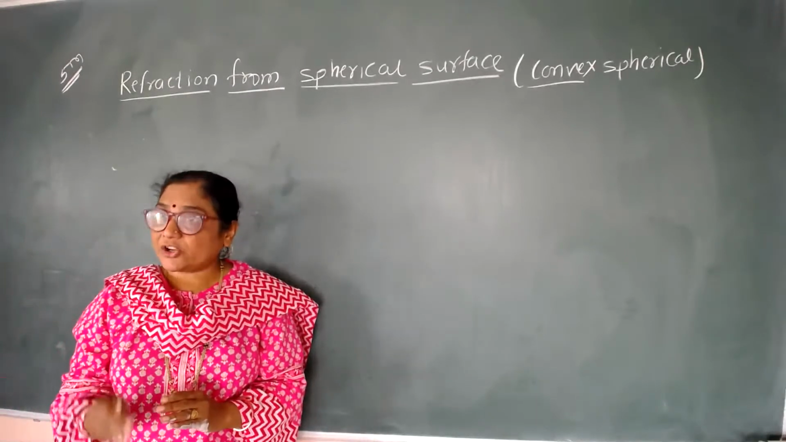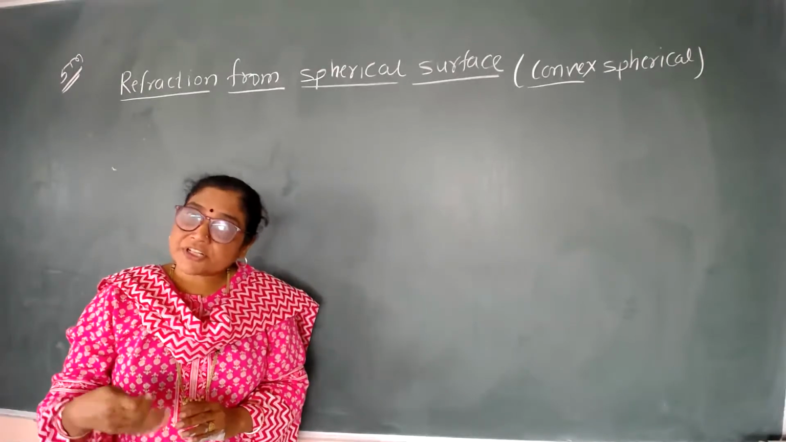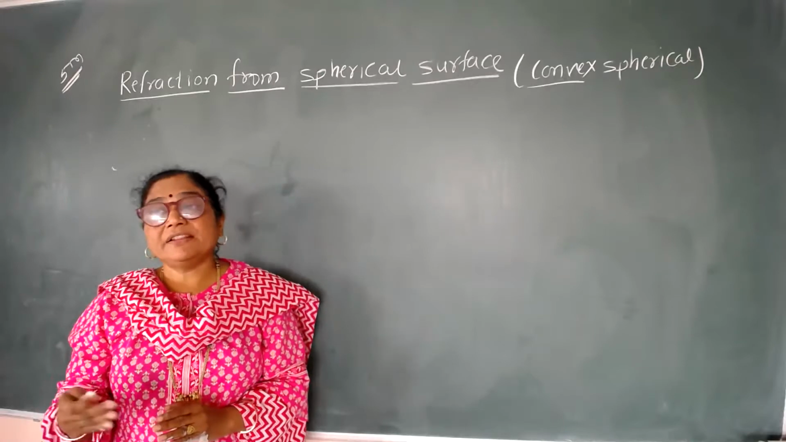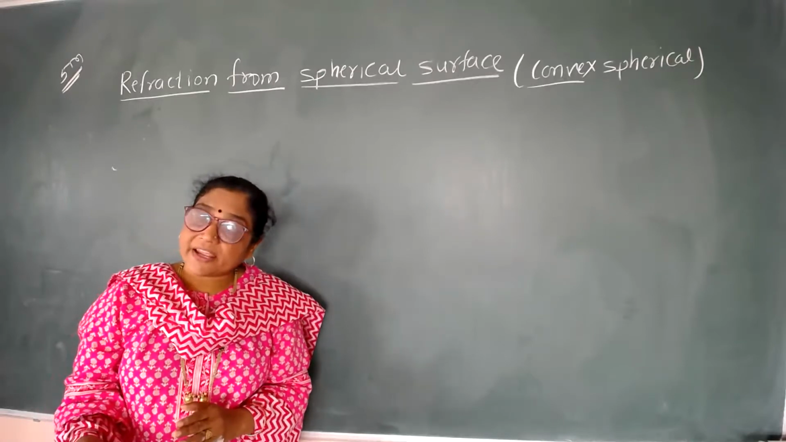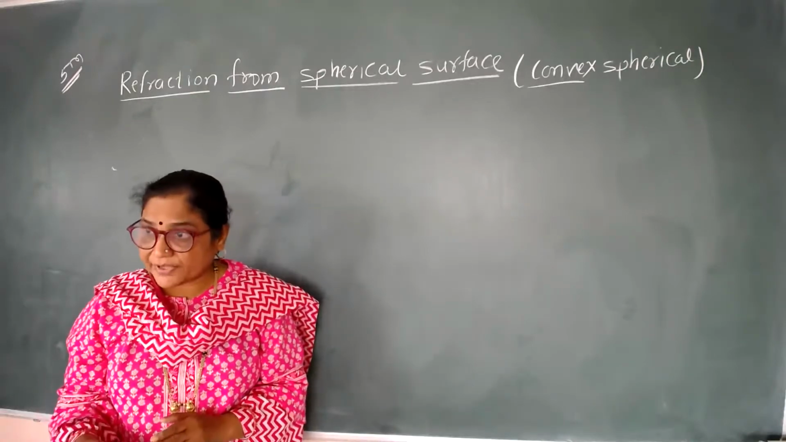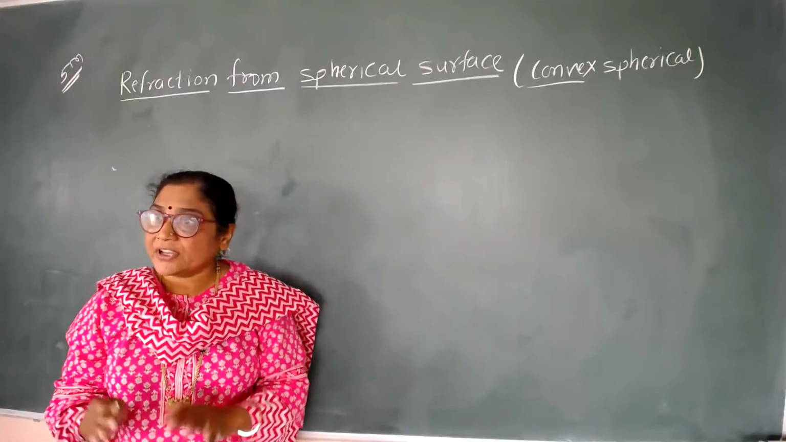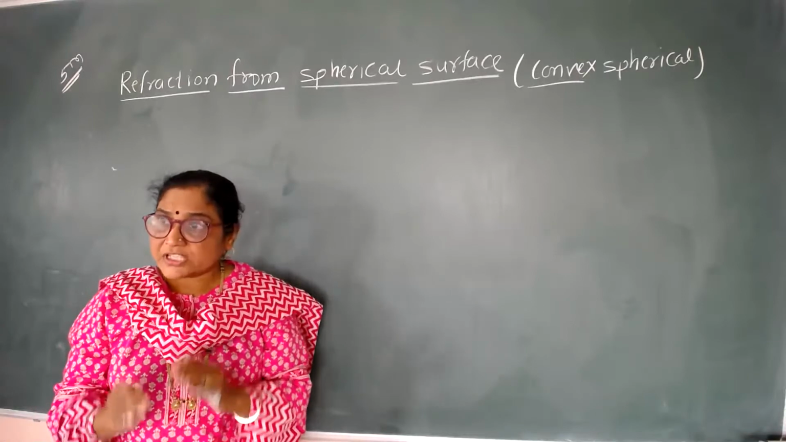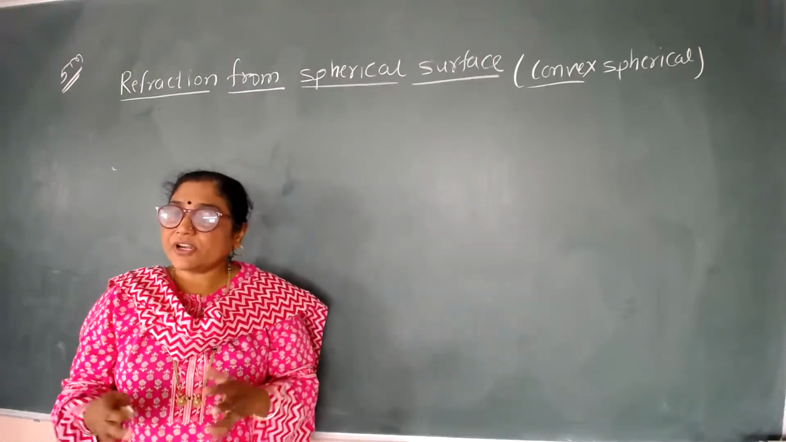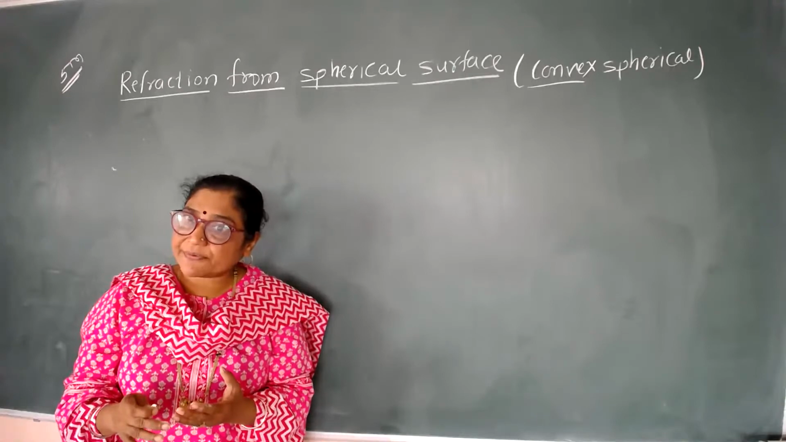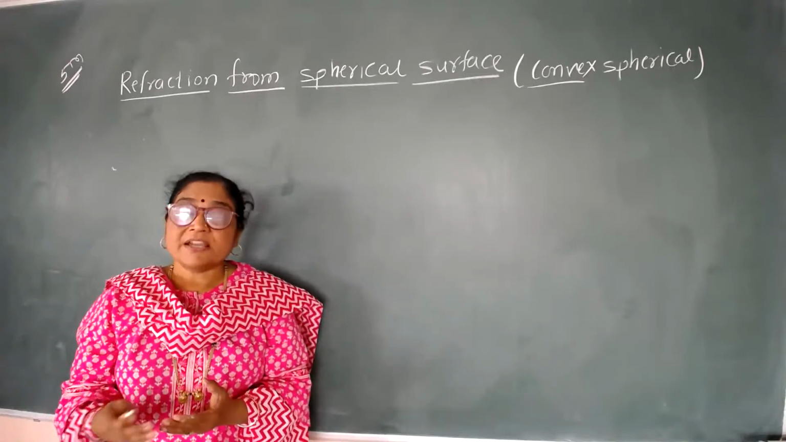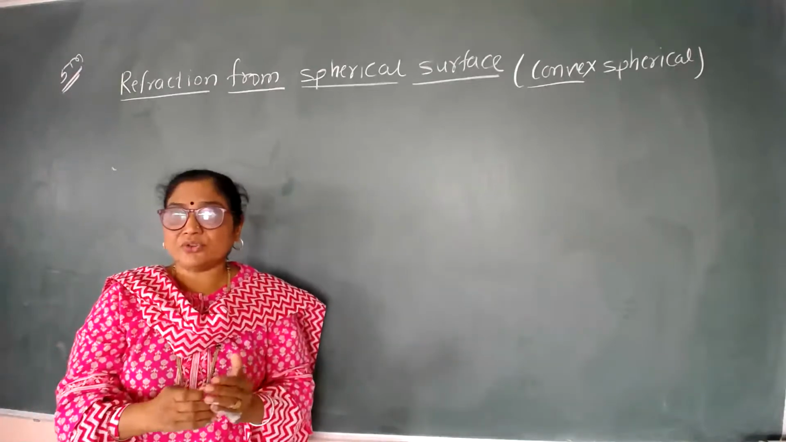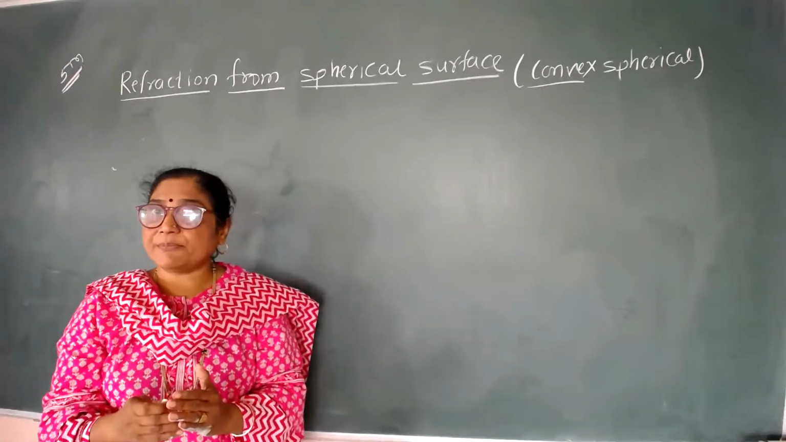It is the part of a spherical surface which takes part in the refraction. Otherwise, when the ray is incident on the surface, it is refracted. So we consider an aperture, a small polished surface of it. What is meant by a convex spherical surface? A convex spherical surface is a part of a sphere, one part of the sphere that we are going to consider.